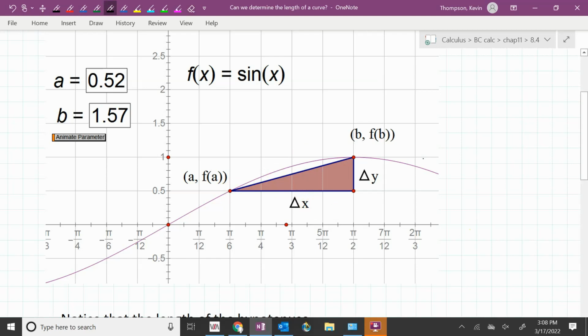Now, I've constructed a triangle there, and I hope that this is starting to conjure up some thoughts of some things that we've done before. Like, notice that the hypotenuse of the triangle is not the length of the curve, but it could be an approximation of the length of the curve, right? How would I get a better approximation for the length of the curve?